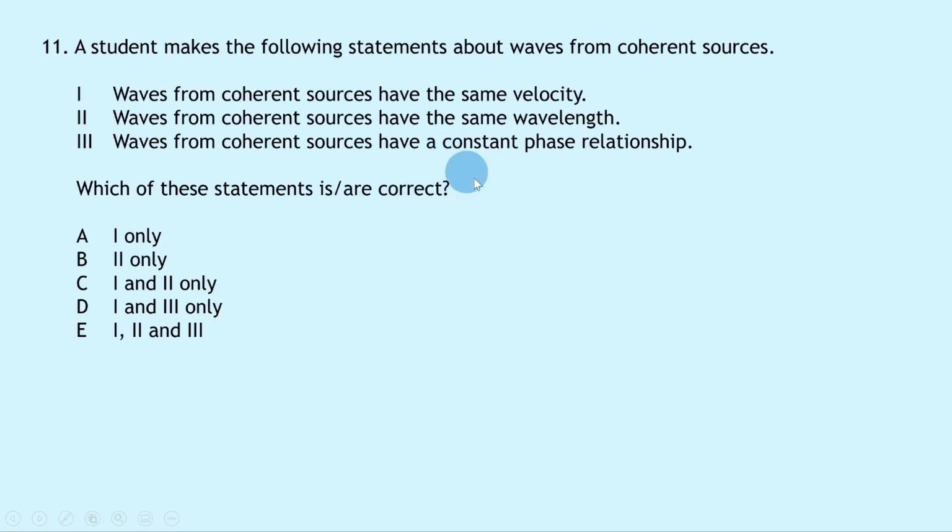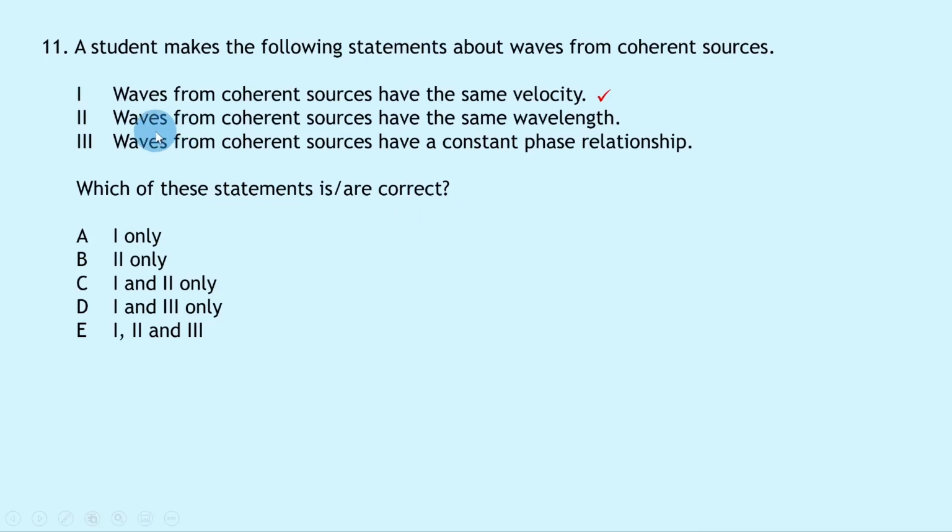Well, let's look through each one and decide whether they are true or false. So for the first one, waves from coherent sources have the same velocity. Well, that is true, and the way I like to remember that is that waves that are coherent will always have the same speed, frequency and wavelength, i.e. the terms in the equation v equals f lambda are all the same for coherent waves.